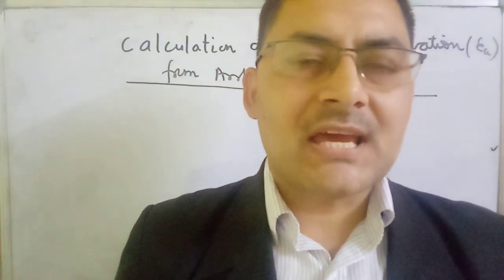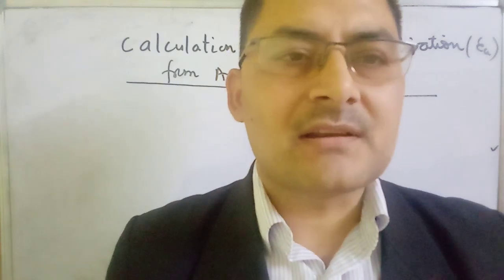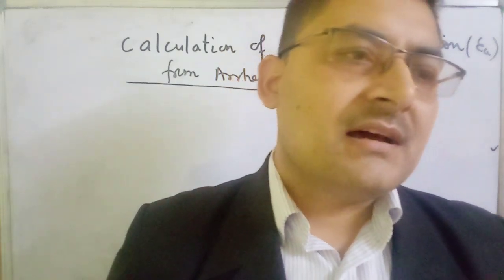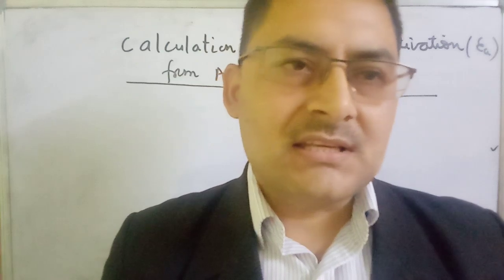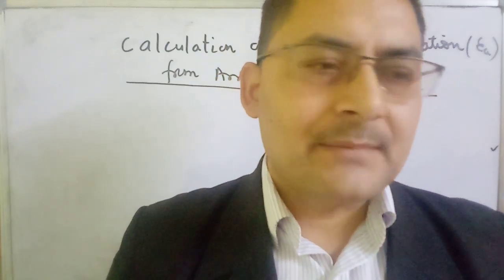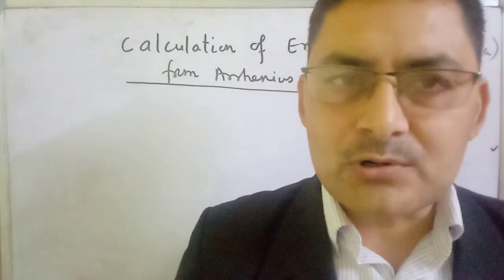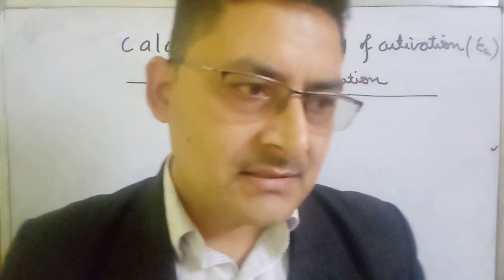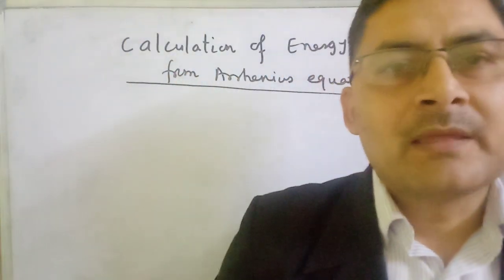In previous videos I have talked about different topics of chemical kinetics. Last time I talked about how to derive the relationship between temperature and rate constant, or rate of reaction, which is called Arrhenius's equation.